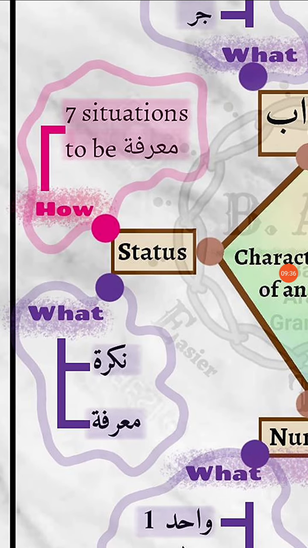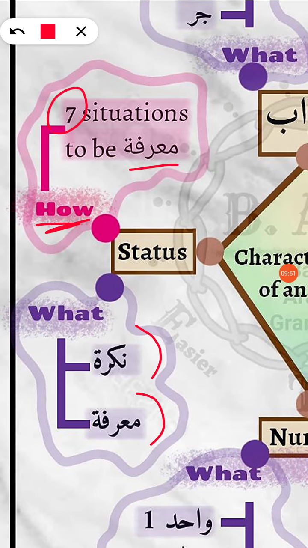All right, then we have status. What are the two statuses? It could either be nakra, a book, or marfa, the book. And how do we tell these things apart? There are 7 situations for an ism to be in marfa form. And we are going to study all these separately.